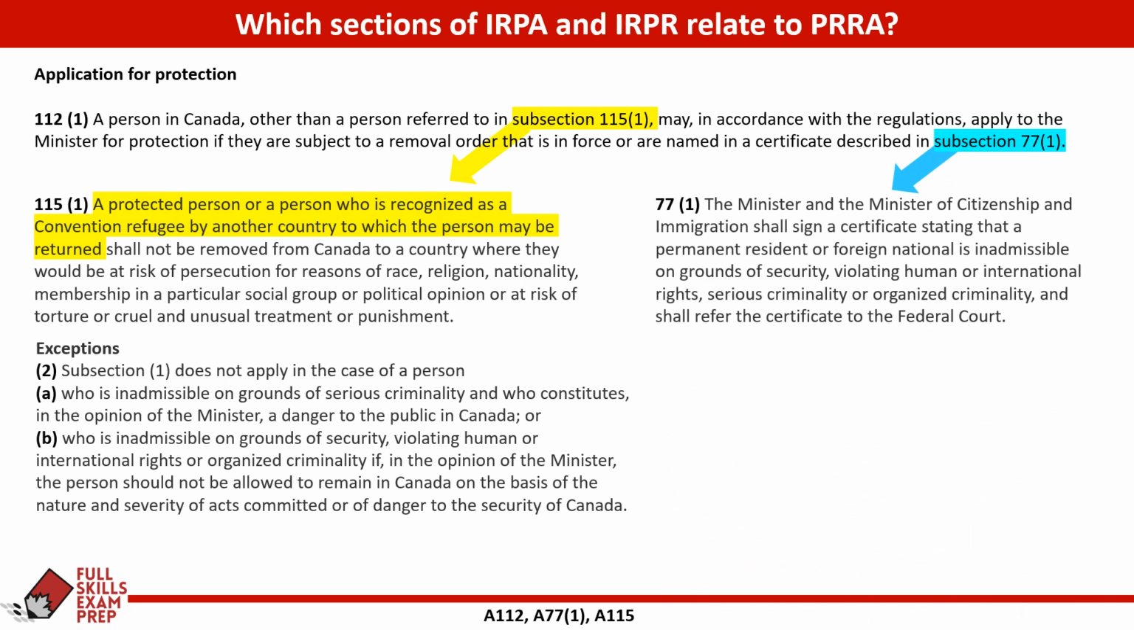Okay, and then I just wanted to touch a little bit upon Article 77. So remember that this is the certificate that states a person's inadmissible to Canada. And it covers kind of the more serious inadmissibility areas within the IRPA. So security, human or international rights violations, serious criminality, organized criminality.